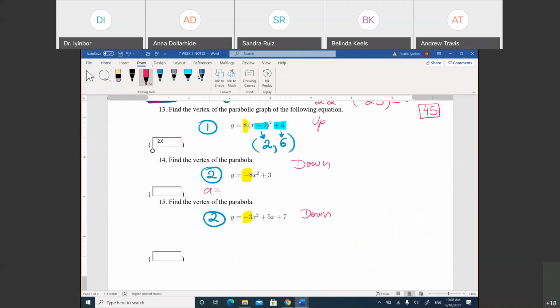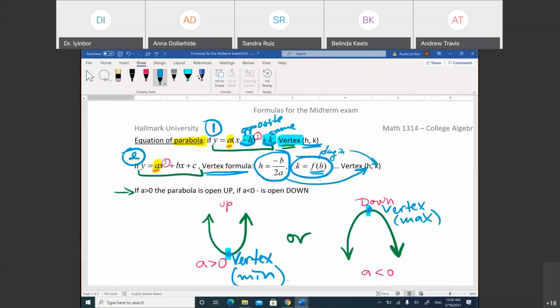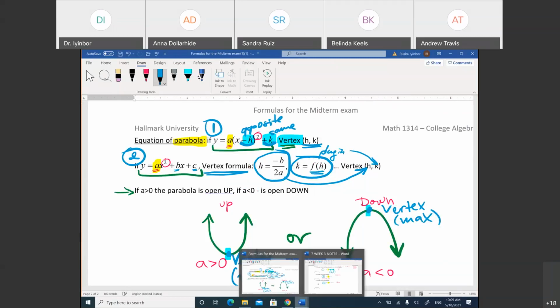-8, that's right. What is my B? 3. Okay, let's look at the equation again. I'm sorry, 0. Yes, in front of x squared is A, in front of x is B, and the number by itself is C. Okay, so that's the same as the quadratic formula.